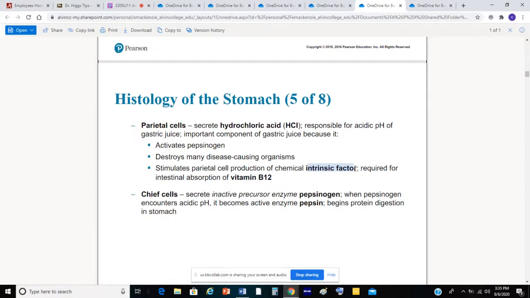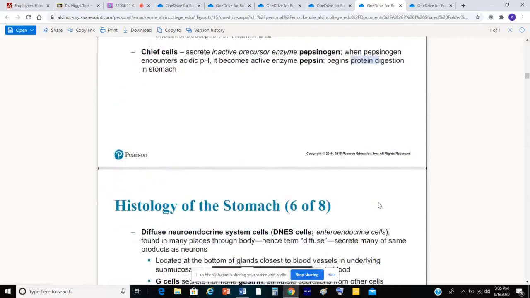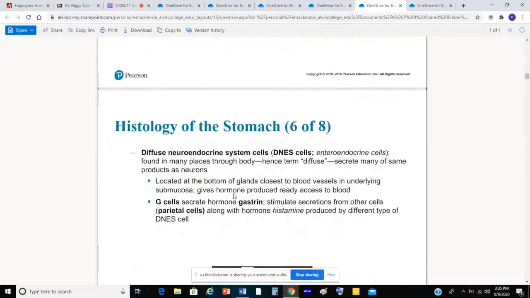All right. Keep going. There's the chief cell. I mentioned this in your exam review. Chief cells make the enzyme pepsinogen, and this is the inactive form. Pepsinogen will then get activated by all the hydrochloric acid in the stomach into its active form, which is pepsin. And it's pepsin that breaks down proteins into amino acids. All right. And then one last cell.